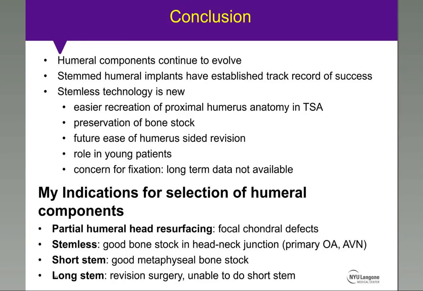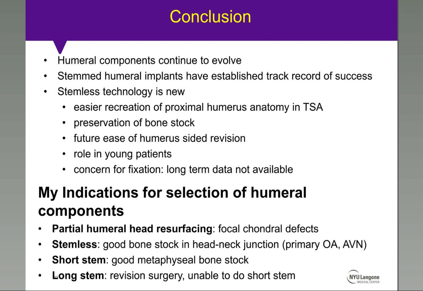In conclusion, humeral components continue to evolve. Stemmed humeral components have an established track record of success. Stemless technology is new, with advantages of easier recreation of proximal humerus anatomy in total shoulder, preservation of bone stock, and future ease of humerus-sided revisions, making it a really attractive option in young patients. But there's a logical concern for stability of fixation, and we need to wait for long-term data before we say that short stem or stemless designs are relatively superior to the standard stem.